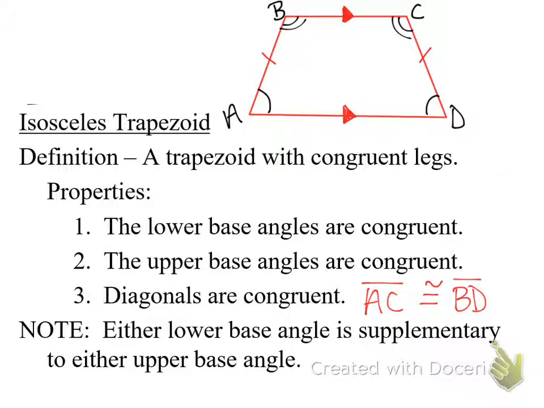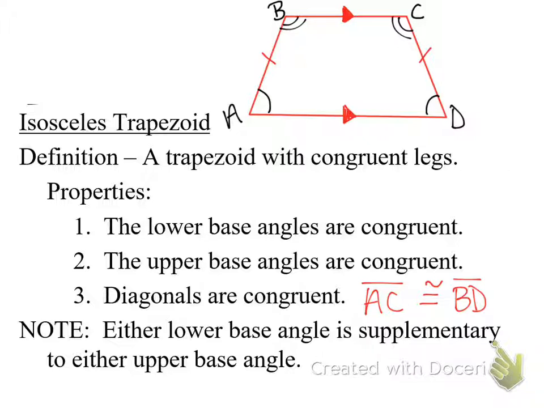Either lower base angle is supplementary to either upper base angle. There is a reason for that. Okay, we have parallel lines. They're cut by a transversal on the side, which makes an upper and lower base angle pair consecutive interior angles, which we learned back in chapter 3 would be supplementary.